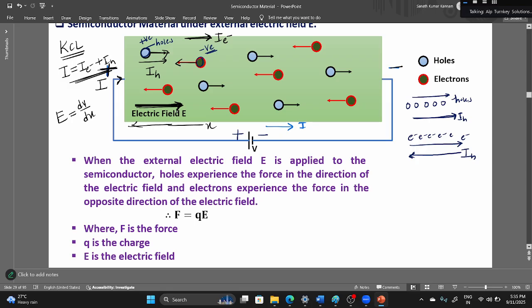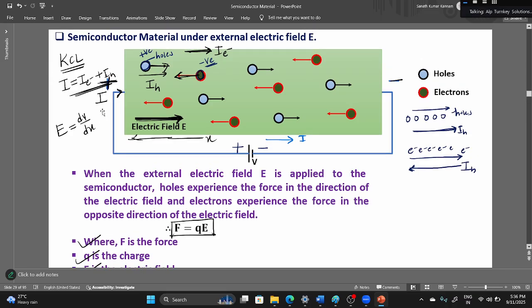So holes experience force in the same direction as the electric field. Electrons will experience force opposite to the direction of the electric field. From this you can say that F equals Q into E, where Q is the charge, E is the electric field, and F is nothing but the force applied.